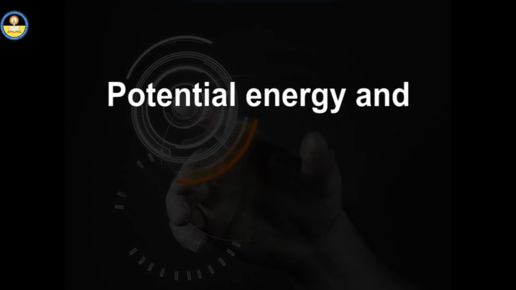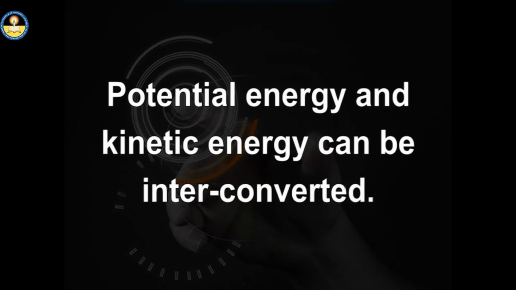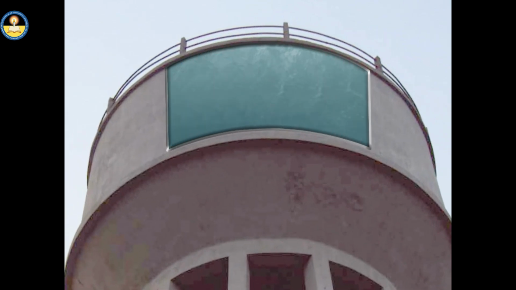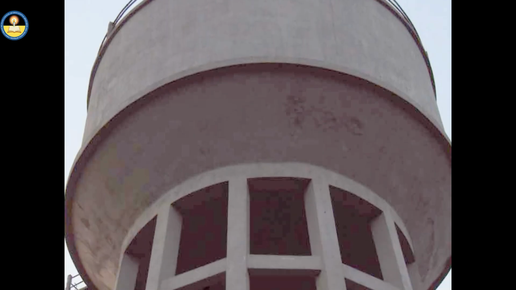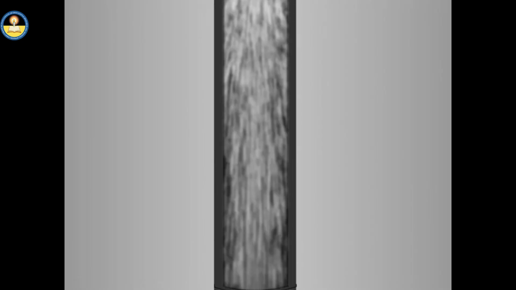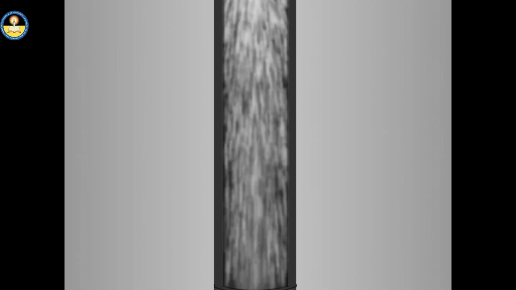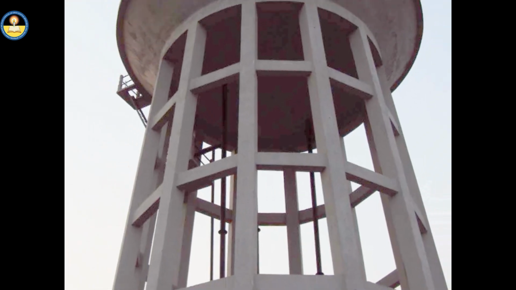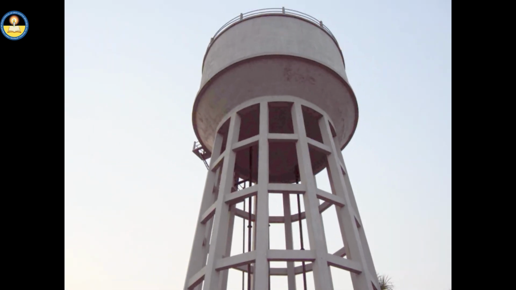Both potential energy and kinetic energy can be interconverted. For example, water stored in a reservoir at a great height possesses high potential energy. At the time of water supply, water rushes downwards with a great speed and easily reaches different parts of the city, and thereby potential energy is converted into kinetic energy.